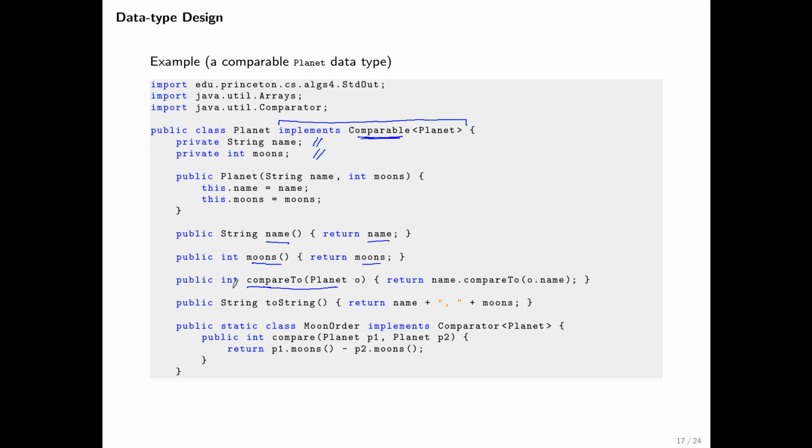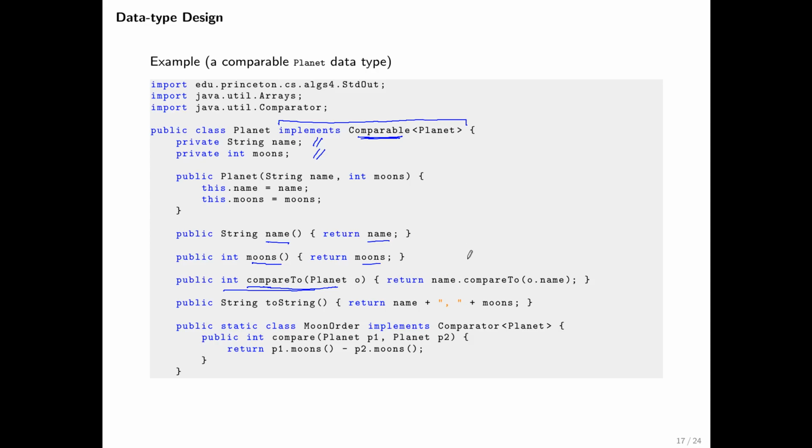Okay, so compareTo, which compares this planet and the planet o. So that's the other planet which is being compared to this planet, on which compareTo is called. And it returns an integer, negative, positive, or 0, depending on how the two planets compare. And here in this compareTo, it chose to compare two planets by their names. Okay, and that's what we're doing.